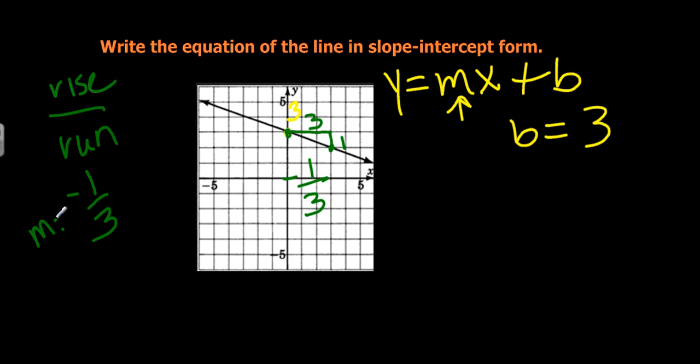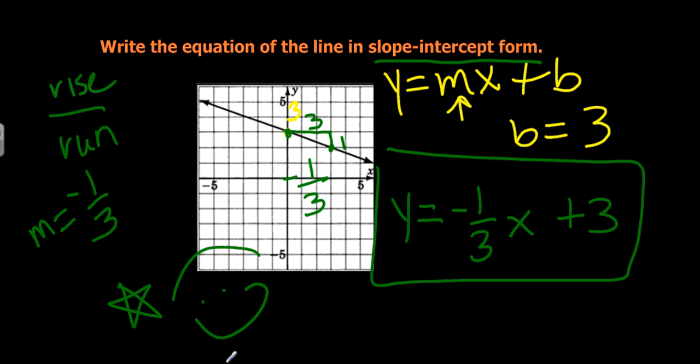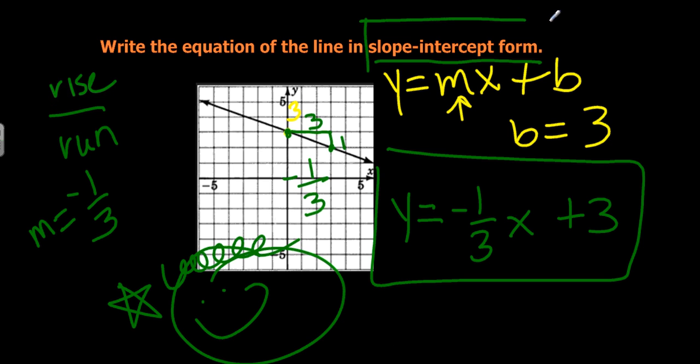I have my two pieces that I need to be able to write it in slope-intercept form. And so I do it. I get y equals m is negative 1/3 x plus 3. Done. And it's pretty great. Makes me smile, makes me happy. It's all stuff that we've been working on for a long time in math, and it's putting it all together in slope-intercept form.